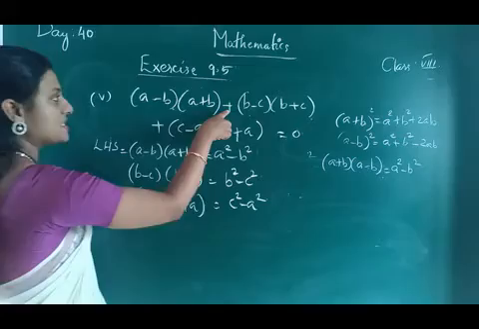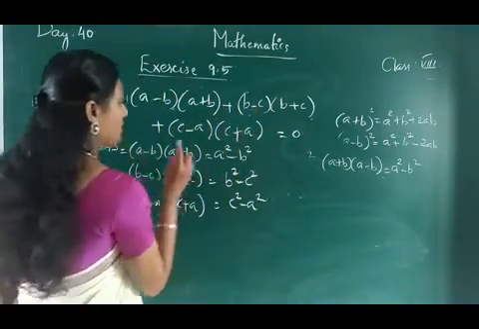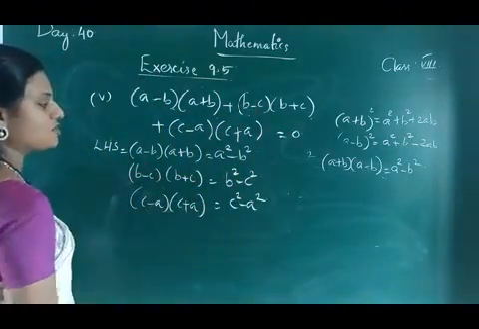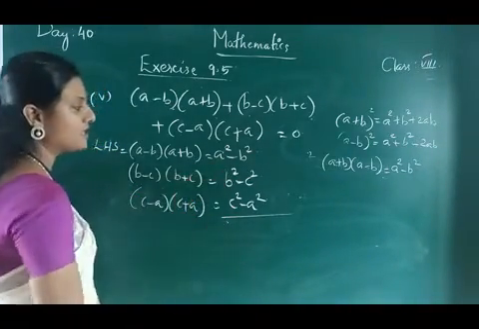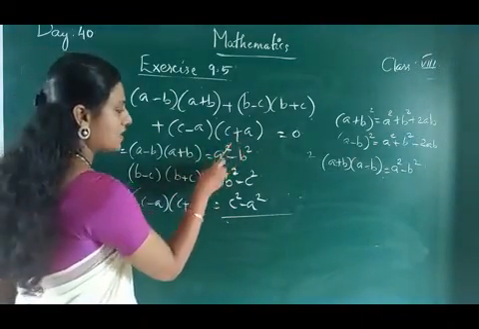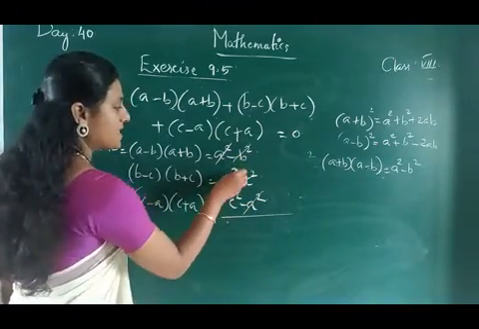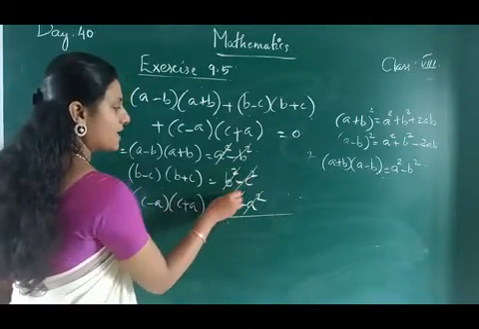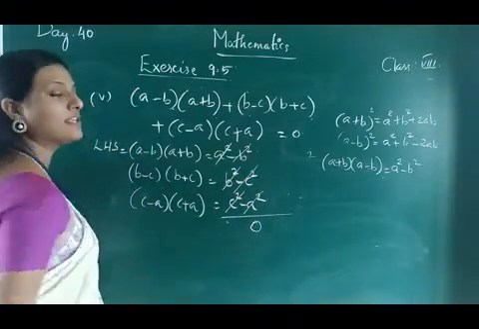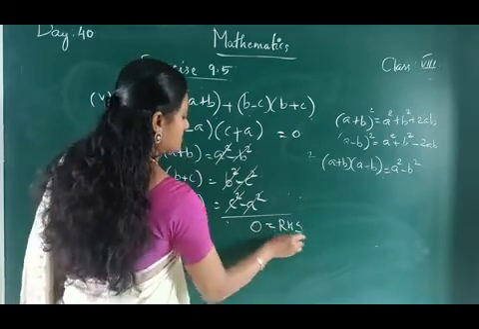And this LHS means you have to add a minus b into a plus b, b minus c into b plus c, and c minus a into c plus a. Now you can add. Any like terms here? We are adding this a square and the minus a square, you can cancel. Then minus b square plus b square, you can cancel. C square minus c square. So what is remaining there? 0, and that is your RHS.